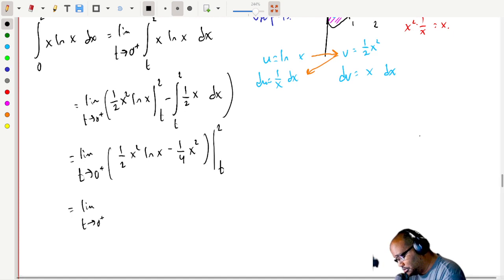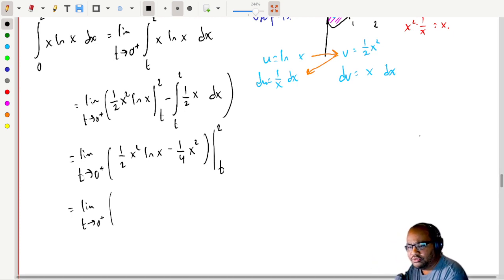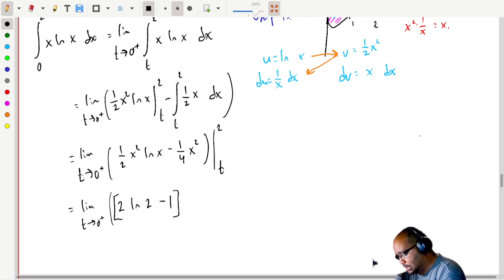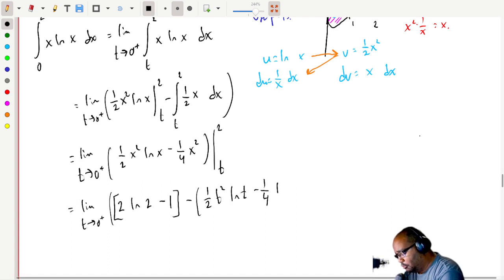T approaches 0 plus. If I plug in 2, 2 squared is 4, divided by 2 is 2, log 2, minus 2 squared is 4, divided by 4 is 1. Check that, please. And then minus, now this is where the fun part happens, minus 1/2 t squared log t minus 1/4 t squared.